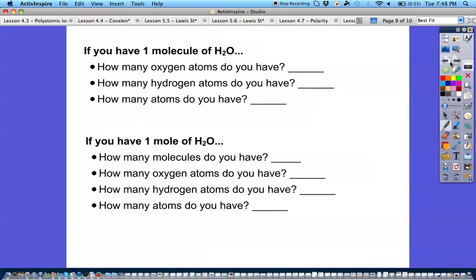So, in one molecule of H2O, of water, how many oxygen atoms do we have? Well, we don't have a subscript there, so that means we have one. Hydrogen atoms, we have a subscript 2, so we have 2. So how many atoms do we have total in one molecule? We have 3. That was fairly simple. So now, if you have 1 mole of water, we need to set this up a little bit differently.